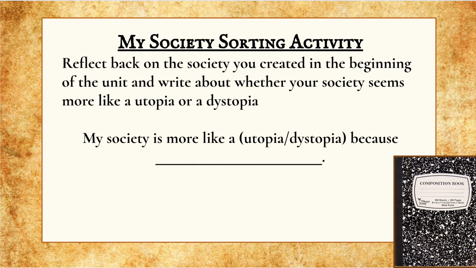You might want to look at individual choices that you made, because there might be some things where you're like, this is very dystopian, but there might be other things where you're like, this was a pretty utopian decision that I made here. So look at each individual box to try to make those decisions. Go ahead and pause the video now and finish this sentence frame where you tell me that your society is more like a utopia or a dystopia and give us one or two reasons why. You don't have to spend a ton of time on this, but we do want you to think about it.